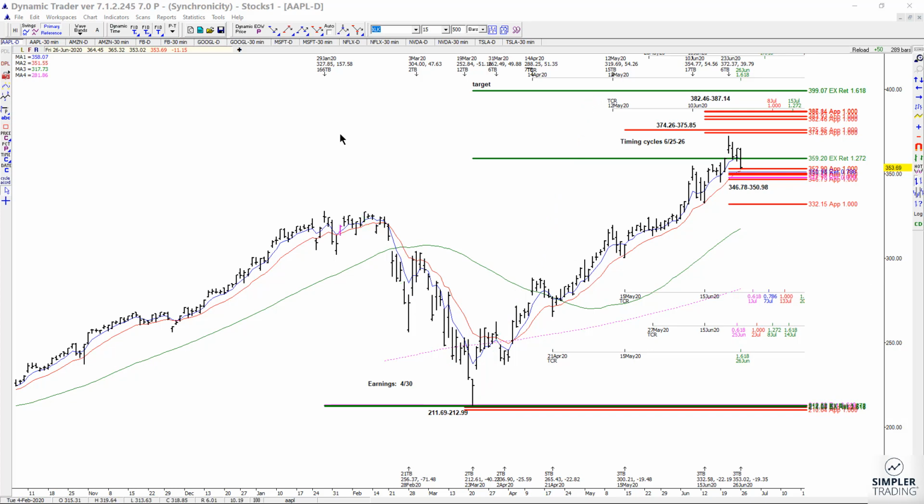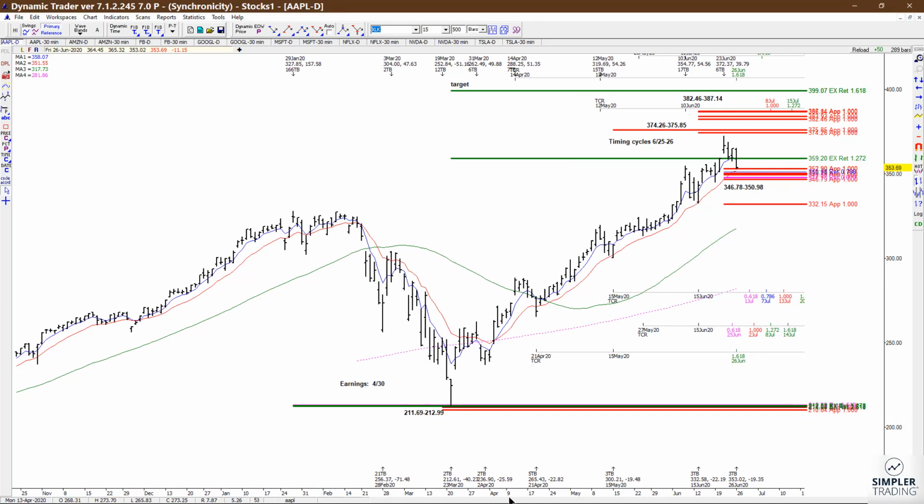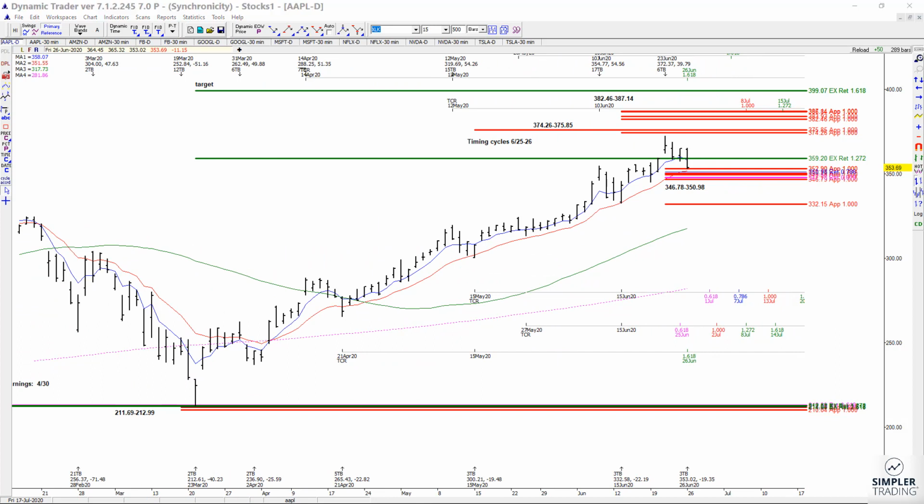But here's the thing. We have to see if this pattern is going to repeat or not. Notice the similarity in these corrective swings. Okay, we have a decline of 25.59, one of 22.82, one of 19.48, one of 22.19, and then the most recent one being 19.35 so far.